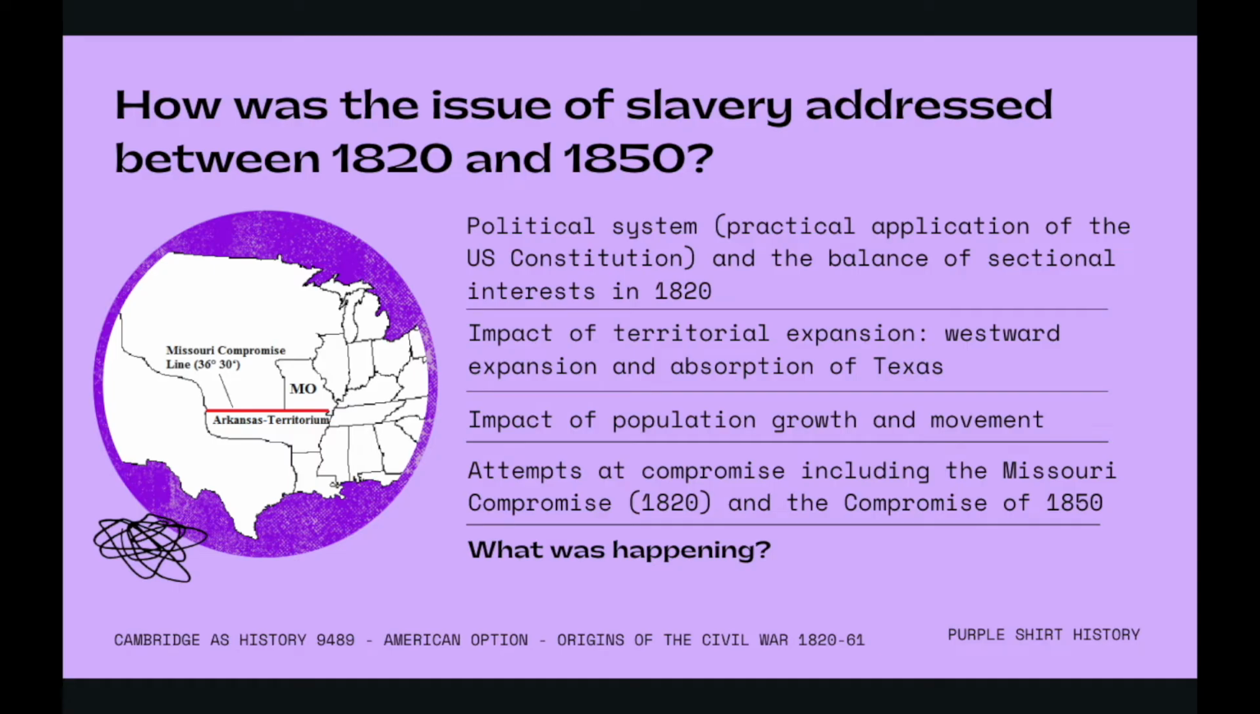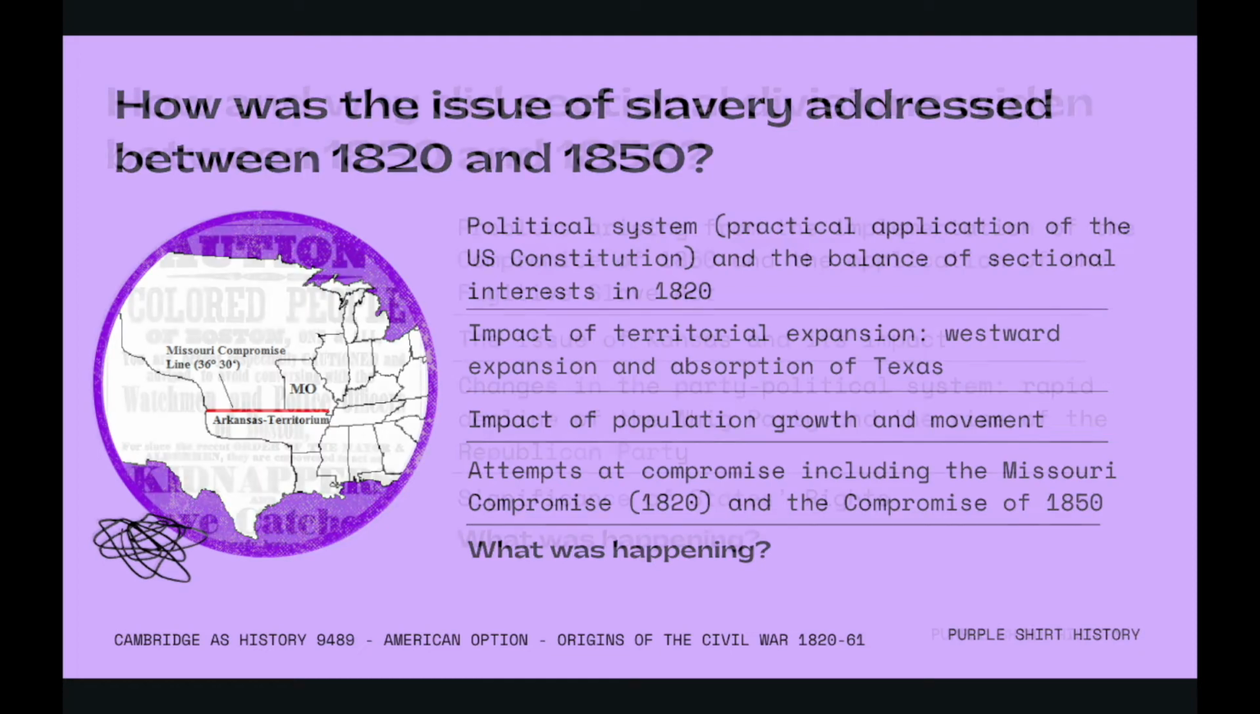Attempts at compromise, including the Missouri Compromise 1820 and the Compromise of 1850. If you're taking the test for Cambridge or AP, make a T-chart of these two compromises, see how they're similar and see how they're different. They're both failures. They're not going to prevent the Civil War. They fall apart. But see what they were trying to accomplish and see the people behind them and what they were thinking and how it could work.